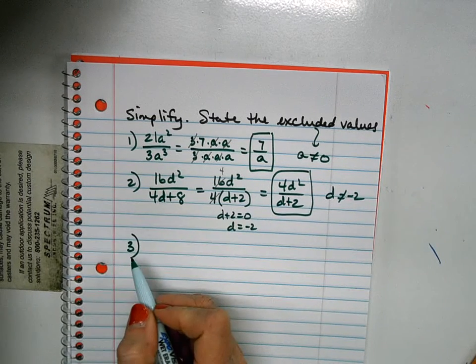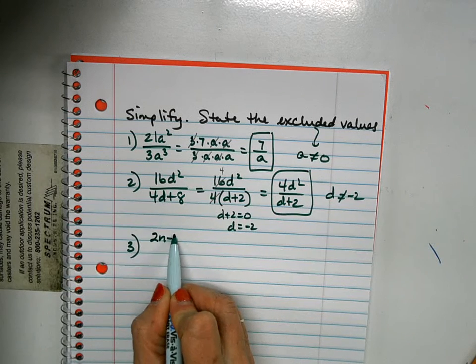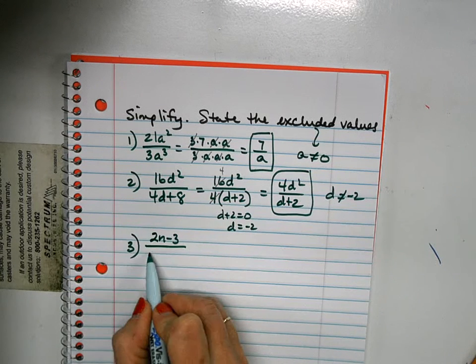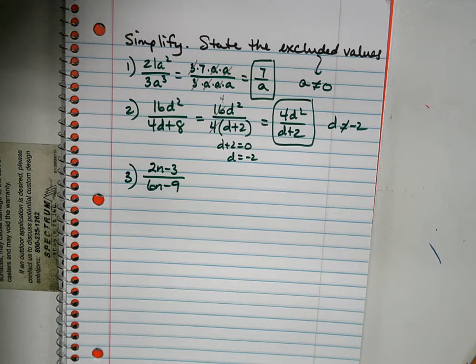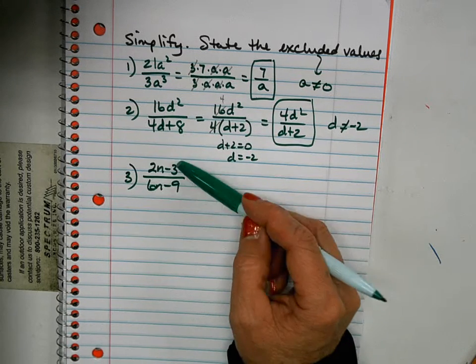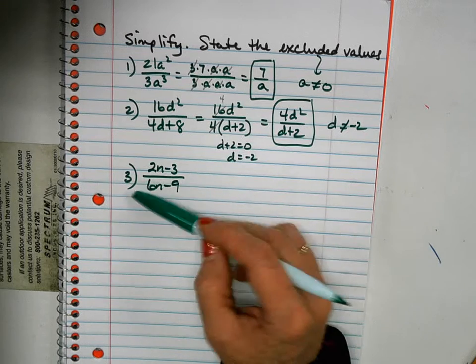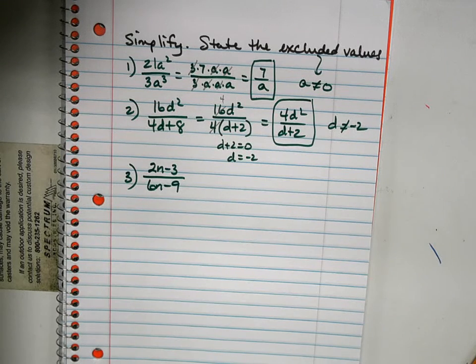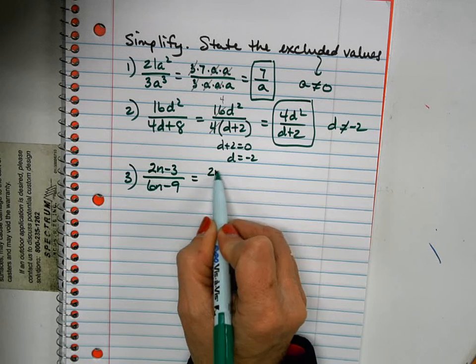Let's try another one. Number 3, 2n minus 3 over 6n minus 9. Can I cancel those n's? Can I cancel the 3 and the 9? No. You can't do that. These are tied together. I have to cancel the whole thing right now. Okay, but we can factor the bottom, right? The top's not going to change. It's still going to be 2n minus 3.